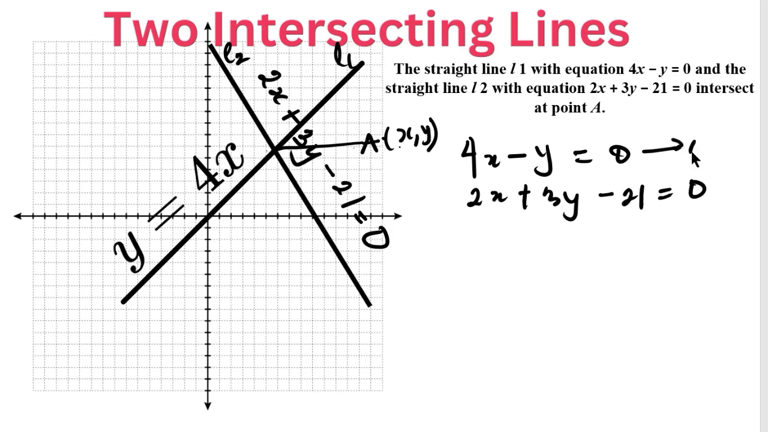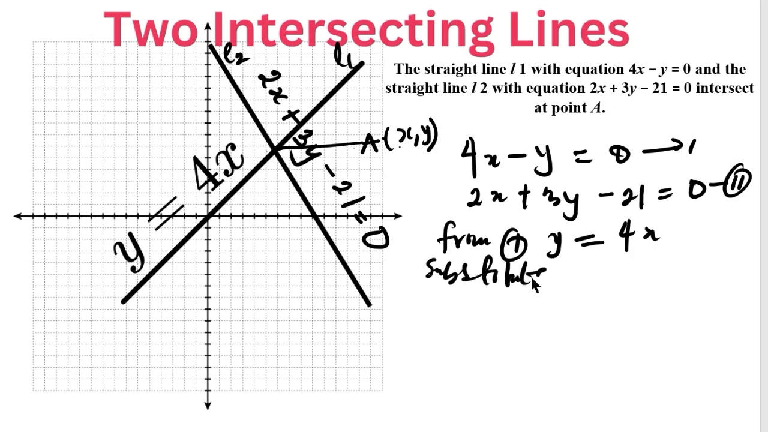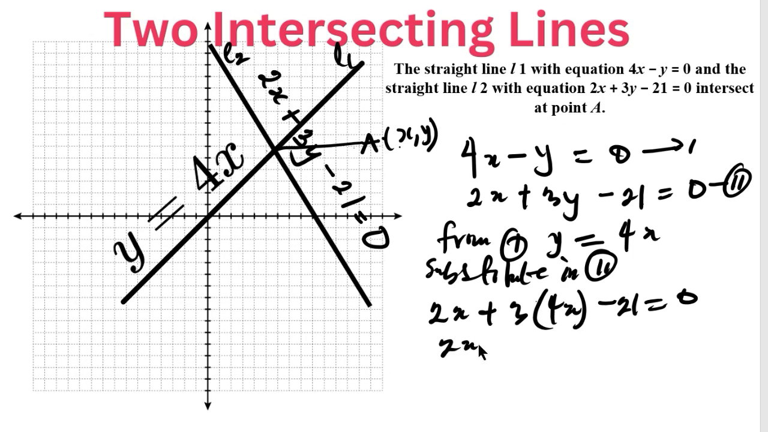Let's call this my equation 1. Let's call this my equation 2. So from 1, we're saying that y will be equal to 4x. I can now substitute in 2. So if y is equal to 4x, then 2x plus 3 into 4x minus 21 equals 0. Then 2x plus 12x is equal to 21.